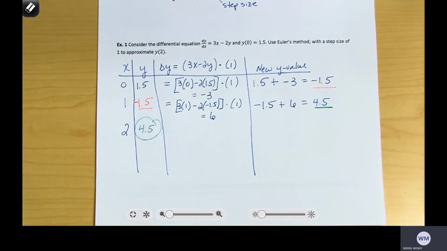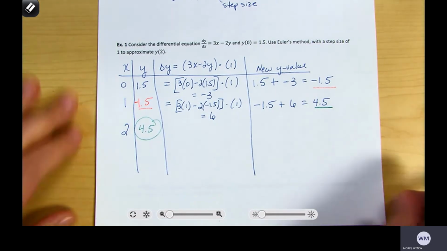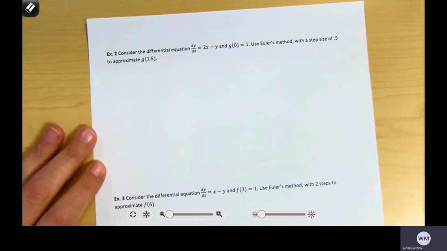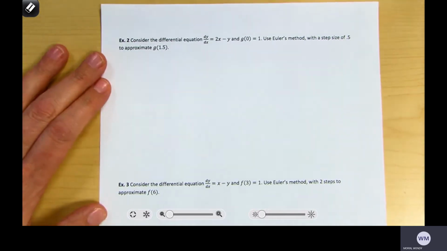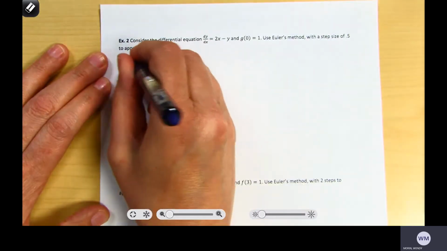Okay? All right, so that's Euler's method. Let's try another one. So we're going to start by making a table.